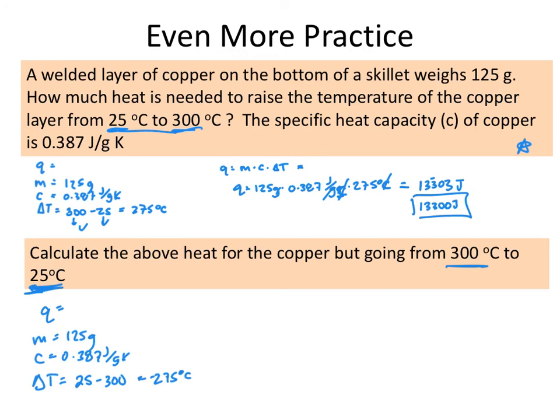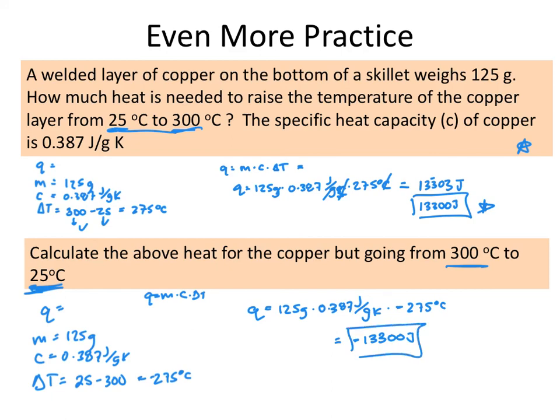So when we go and we plug all these values into our equation, right, our Q equals M times C times delta T, okay, we're going to have 125 grams, we're going to have our 0.387 joules per gram Kelvin, okay, and then we're going to have our negative 275 degrees C, okay. And when we calculate this, we're going to get the exact same answer as we see up here. The only difference is that the negative sign is what we're going to have, okay. And so the amount of heat exchanged is exactly the same as what we saw up here. The difference is this negative value.